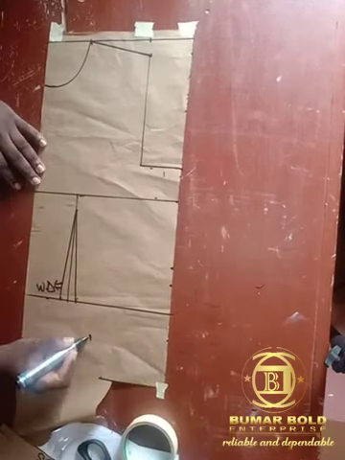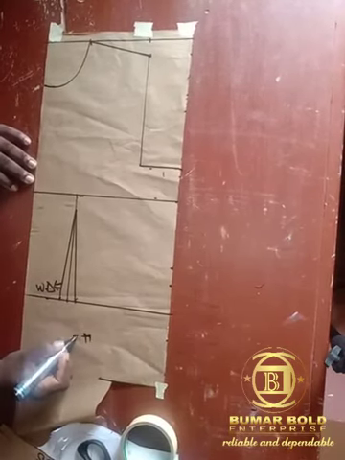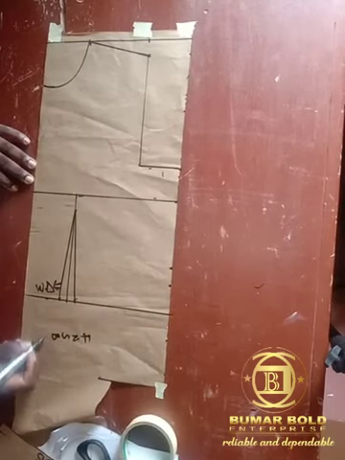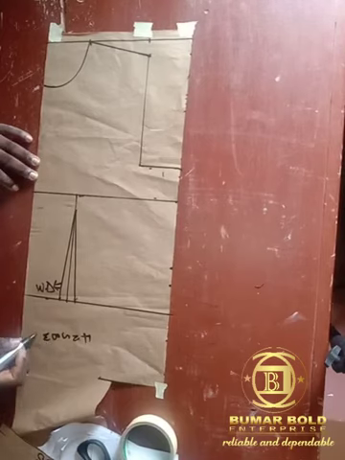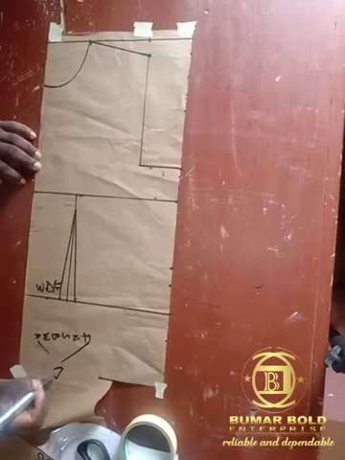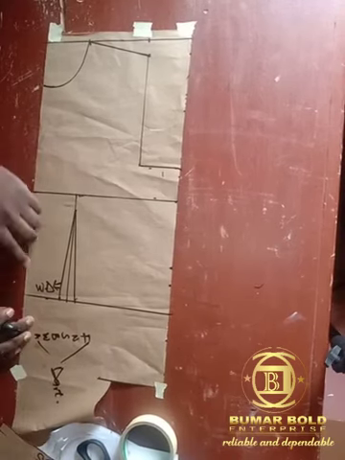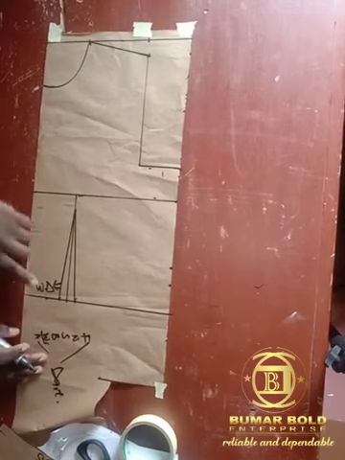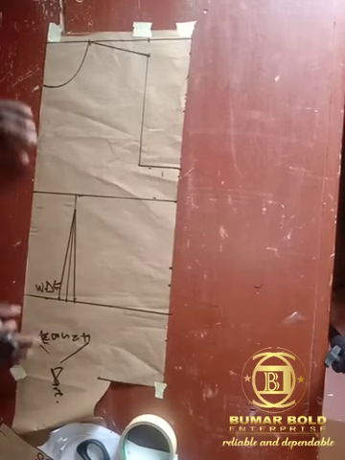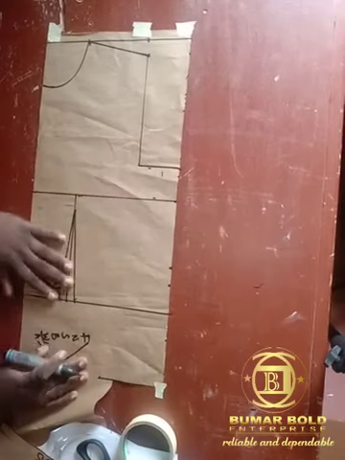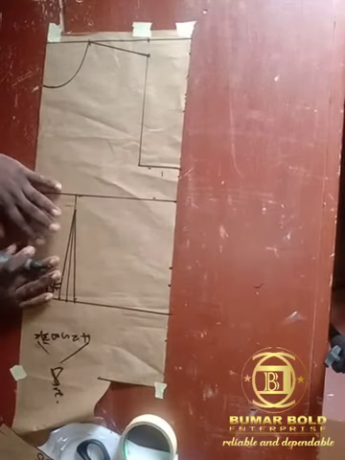We have the French, the neckline, the shoulder, the bust, the waist, and also the armhole dart. These six are different darts, and the other five, we are going to be getting from the waist dart. We are going to be using the waist dart to get the other five darts. So that's why I'm showing you the waist dart first.